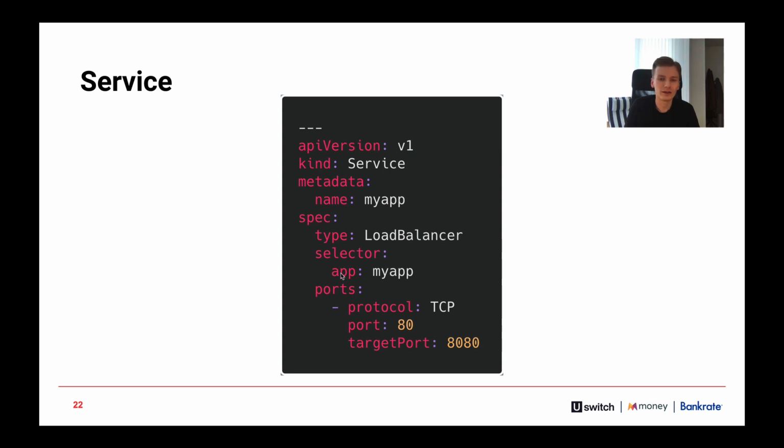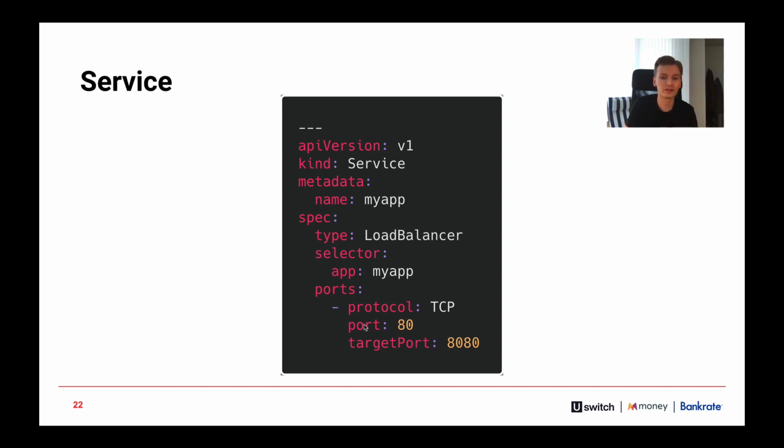We're going to have a selector. This is important. So the selector is how the service knows what pods it should map to. So the selector in the service has to match the label we put on our pod earlier. I'll come back to that. And then we also have a port. So we can bind ports from the pod to the service.